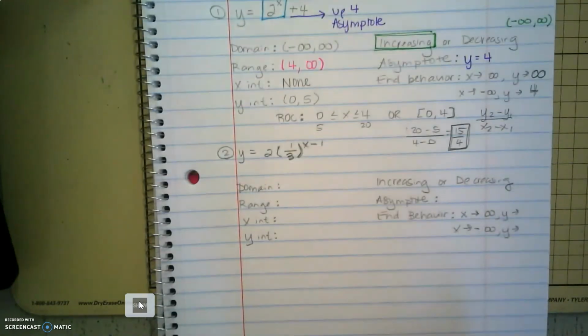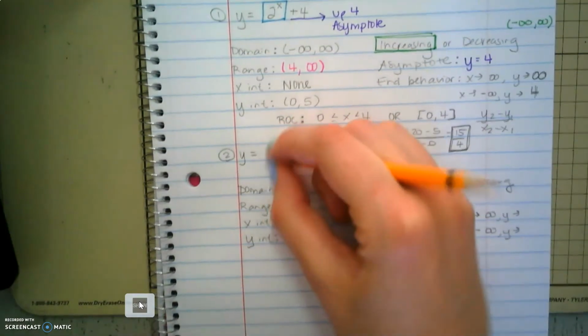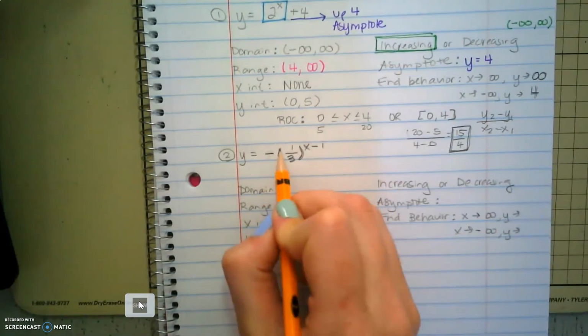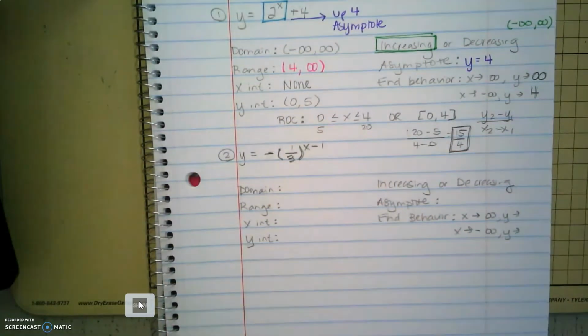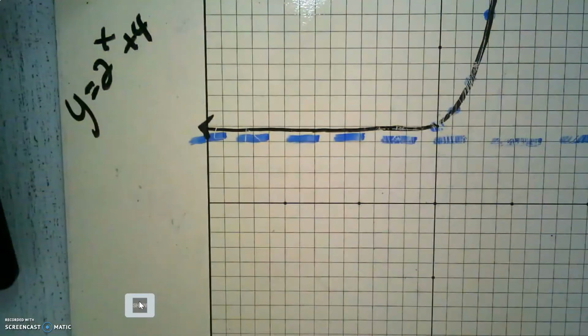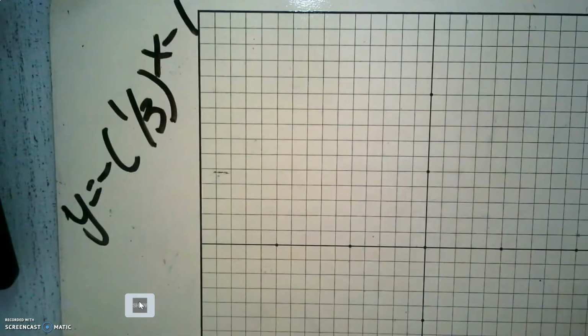Let's look at this next one, but I want to make an adjustment here. Let's change the stretch to a reflection so we can practice what that looks like. So we're going to have to go back to our calculators. Let me erase my graph here. So we're going to graph y equals negative 1/3 x minus 1.